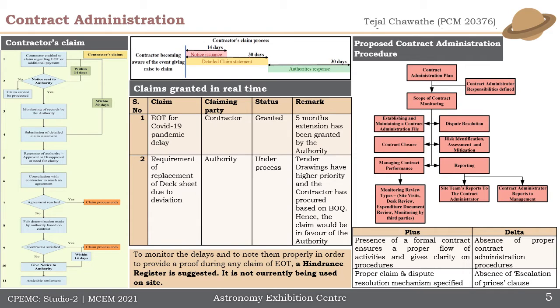And also it was observed that there is no proper contract administration procedure on site, and hence it has been suggested as per the flow chart on the right, which also includes the appointment of a contract administrator. Also, it was seen that there was absence of the escalation of prices clause, which we suggest that should be added.